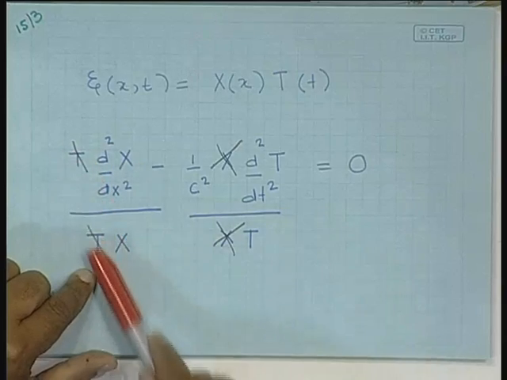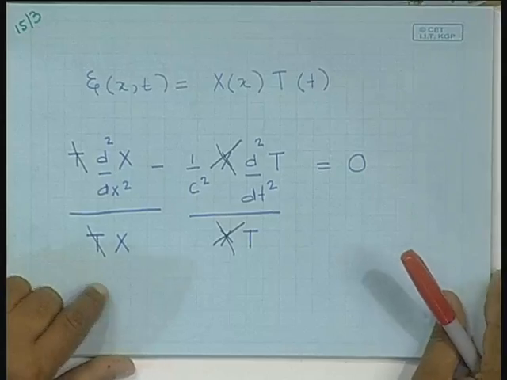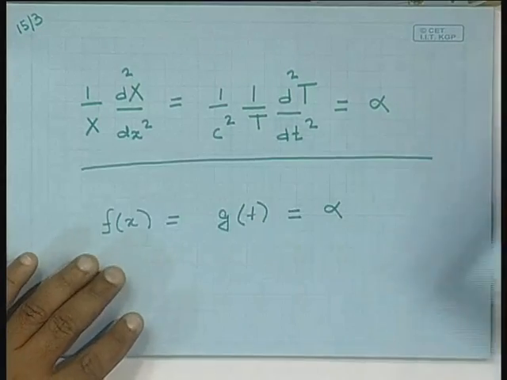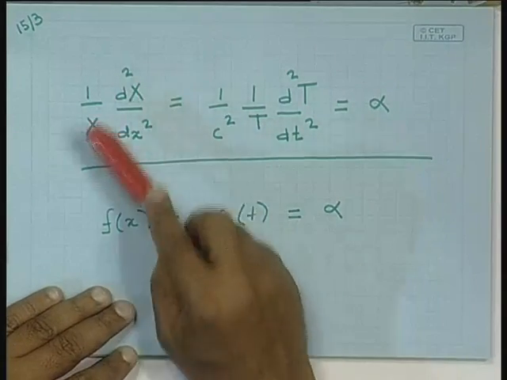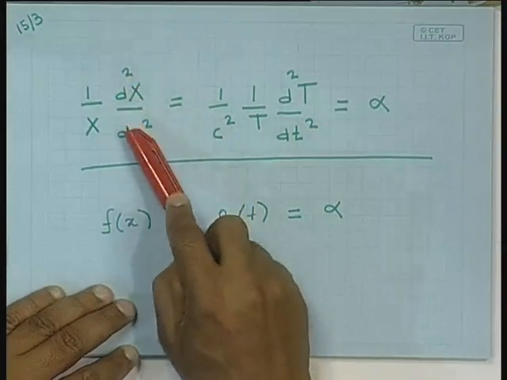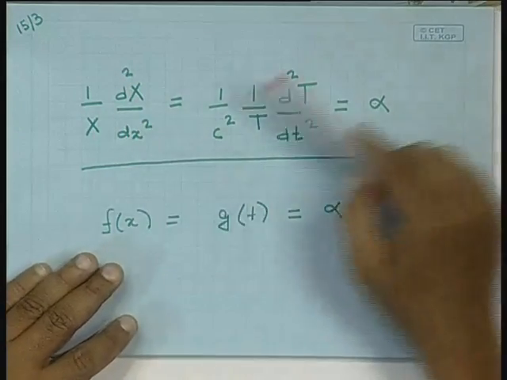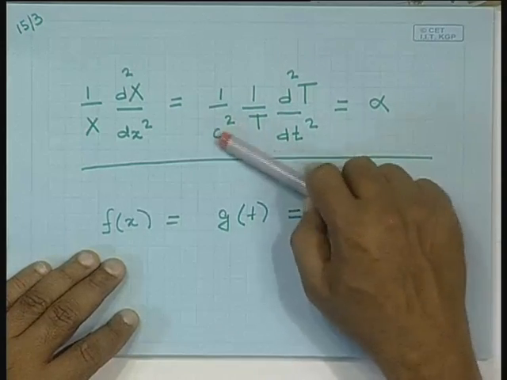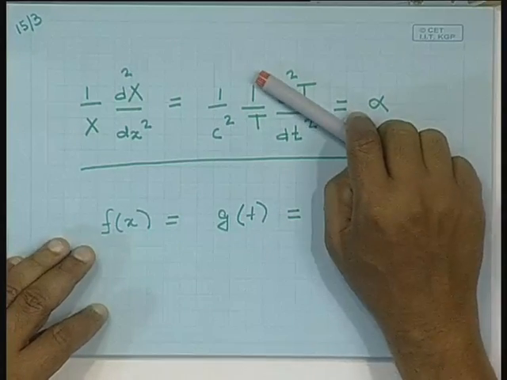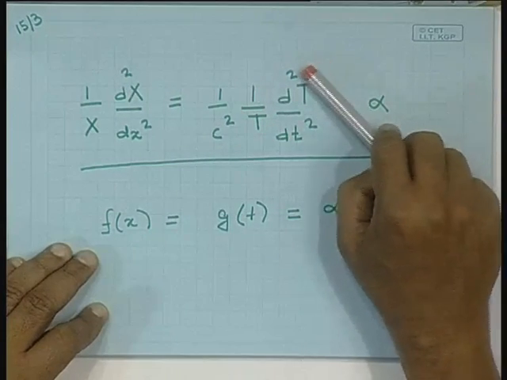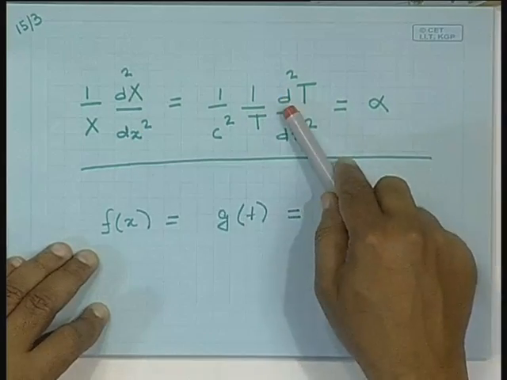So, the factor of t over here cancelled out and the factor of x over here cancelled out, and you are left with the equation that (1/X) times the second derivative of capital X with respect to the variable x, small x, is equal to 1 by c square. c is the phase velocity of the wave in that medium, into (1/T) times the second derivative of capital T with respect to time. So, what we see is that this is equal to this.